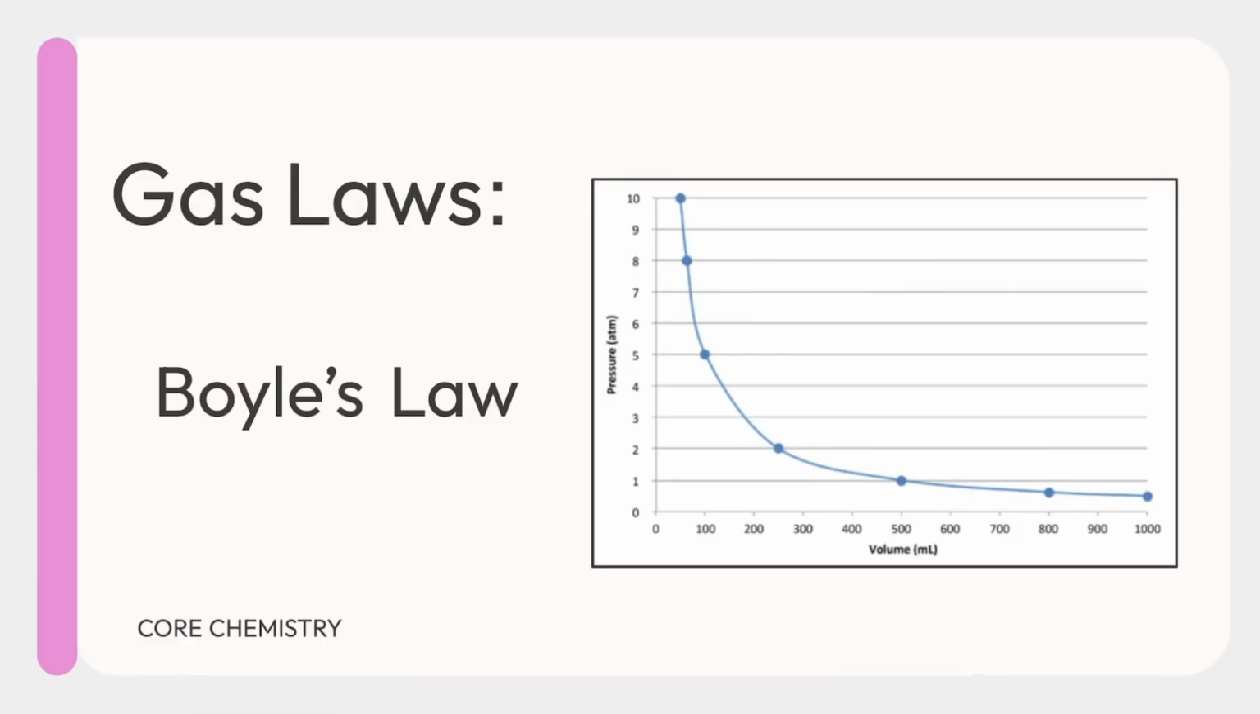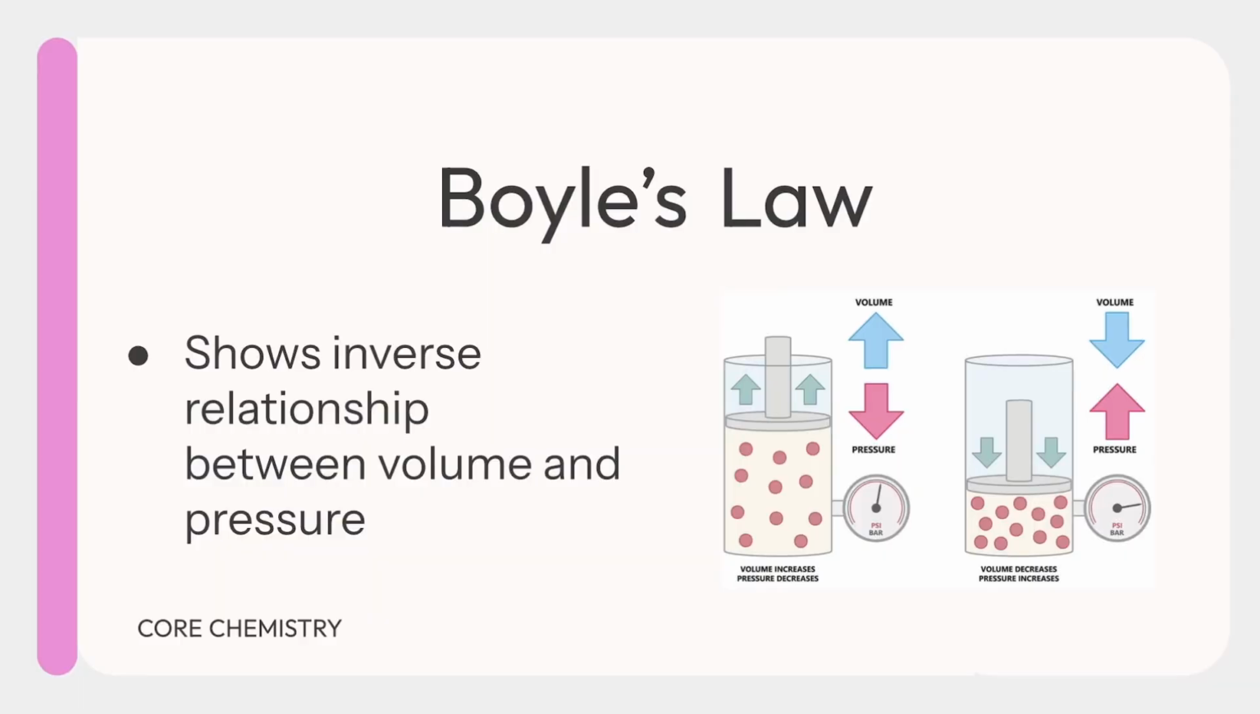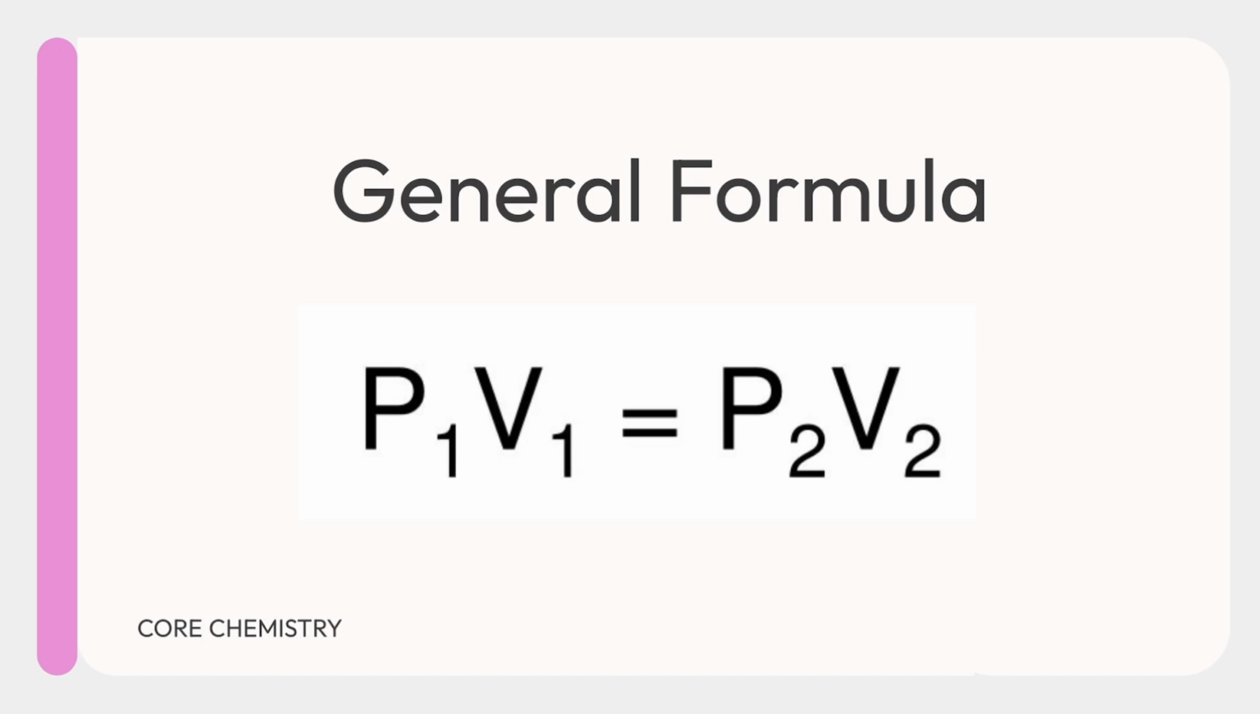Today, we will be exploring Boyle's law. This law shows and explains the inverse relationship between volume and pressure. When a gas experiences a decrease in volume, the particles have less space to move around, resulting in more collisions with each other and the container's walls. More collisions will lead to an increase in pressure. The general formula for Boyle's law is that at a constant temperature, the pressure of a gas is inversely proportional to its volume.